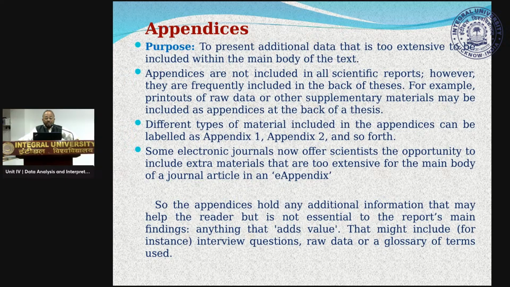Some electronic journals now offer scientists the opportunity to include extra materials that are too extensive for the main body of the journal articles in the e-appendix. So the appendix holds any additional information that is required. If required, then it has to be enclosed, or if it is not required, then avoid it.